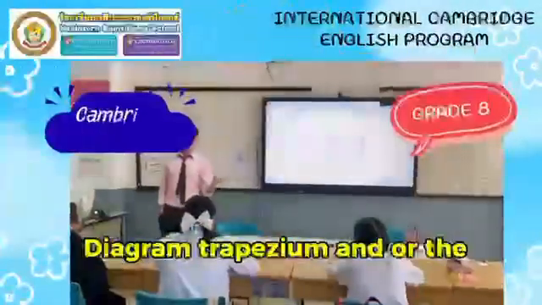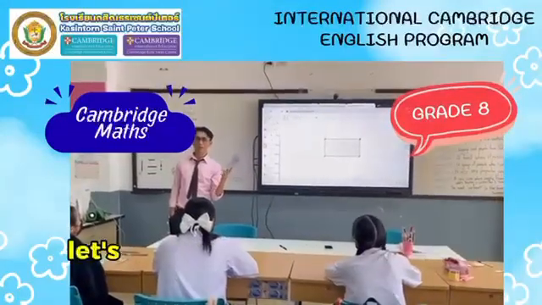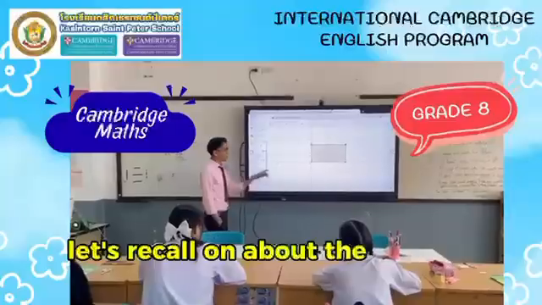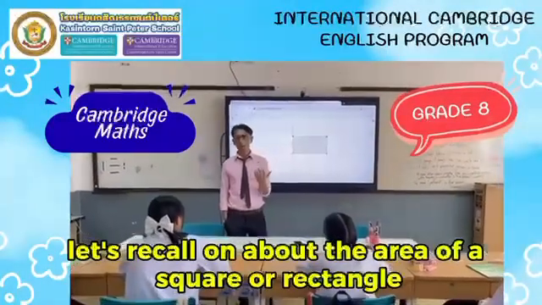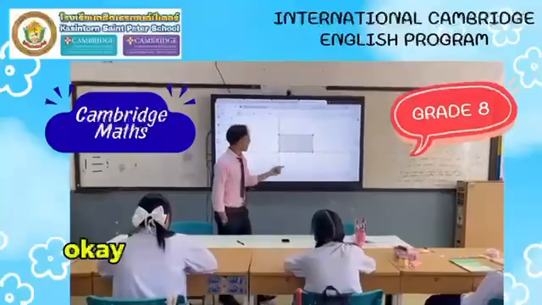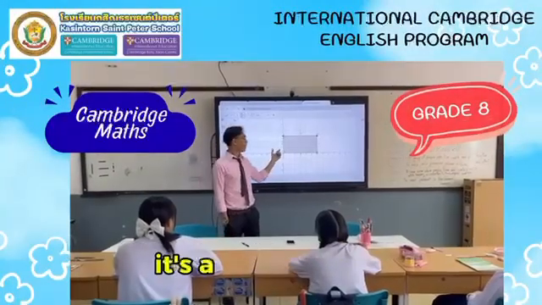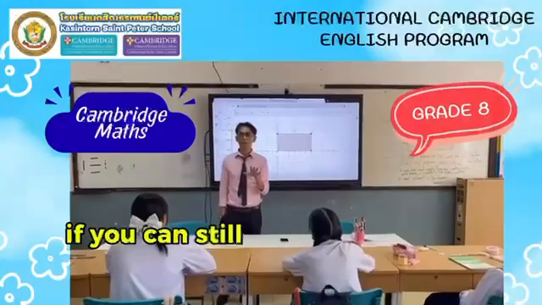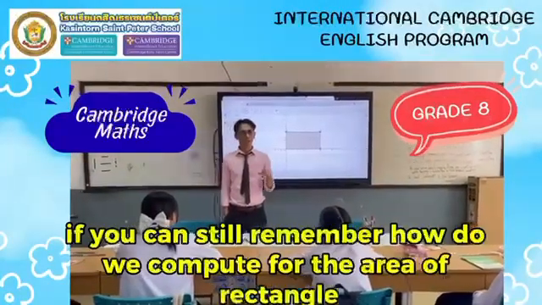Parallelogram, trapezium, and the area of a circle. Before going to that, let's recall the area of a square or rectangle. You can see we have what shape is this? It's a rectangle. Now, if you can still remember, how do we compute for the area of a rectangle?